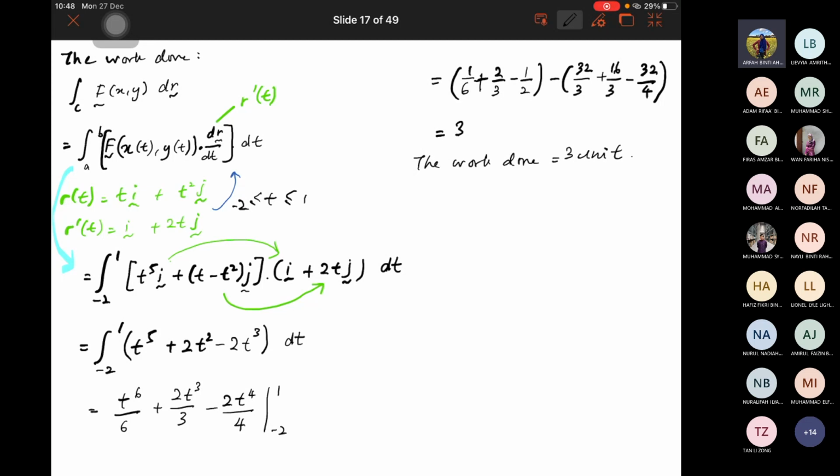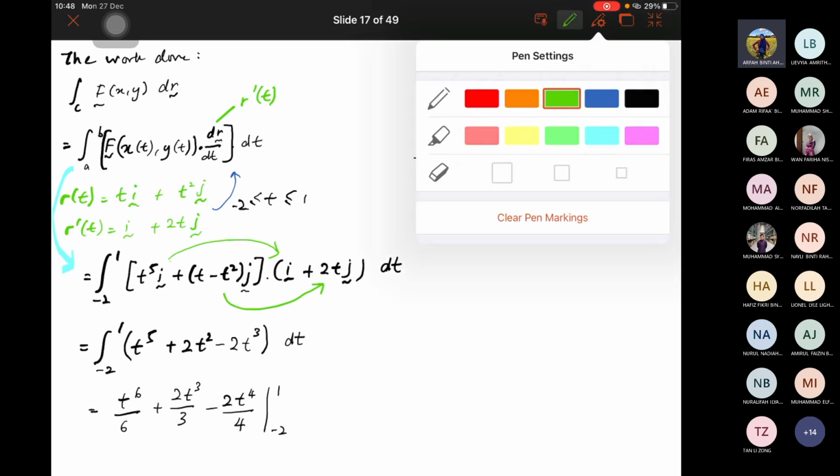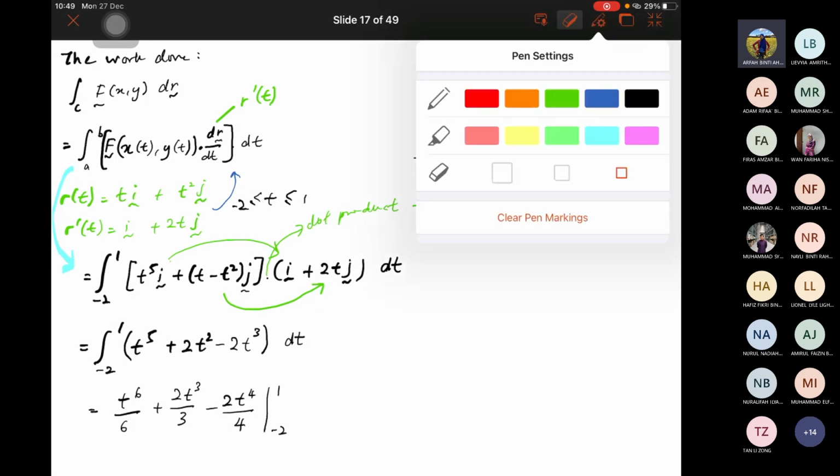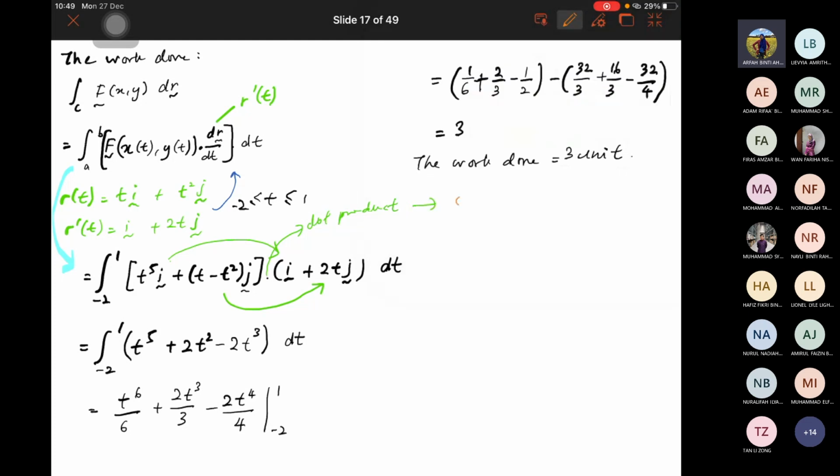Yang itu dia dot product. That's why kita darabkan sesama dia. This is dot product. So kalau dot product, i dot i akan sama dengan 1. i dot j sama dengan 0. j dot j sama dengan 1. j dot i sama dengan 0. That's why in finally you get the answer. There is no notation of i, j and k anymore. Just hasil darab. Kita darabkan dia directly.